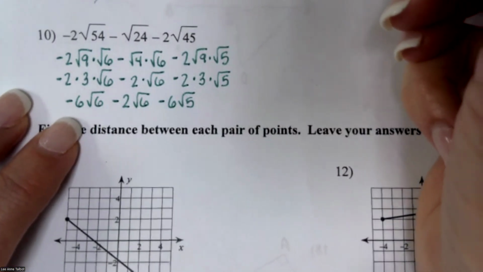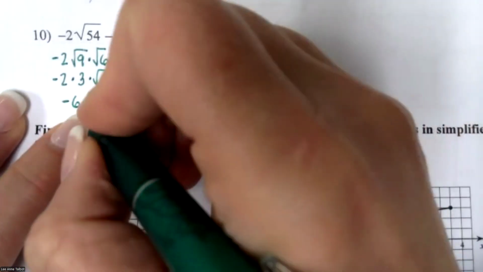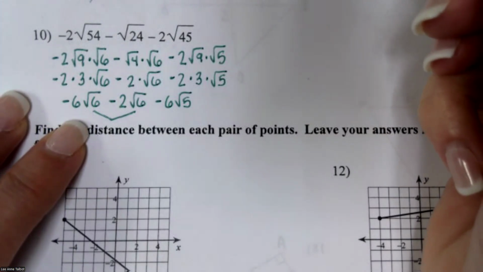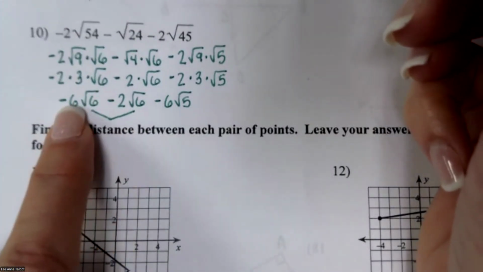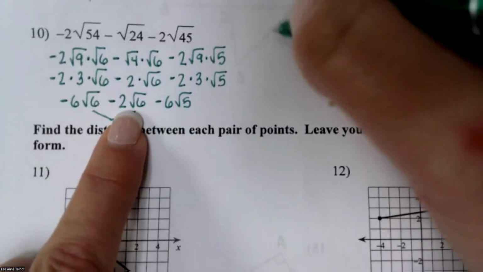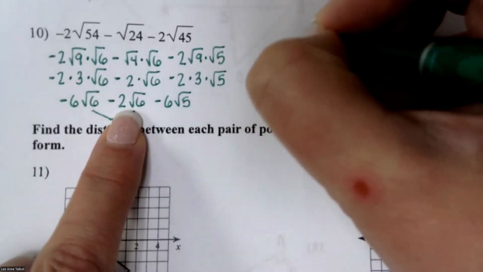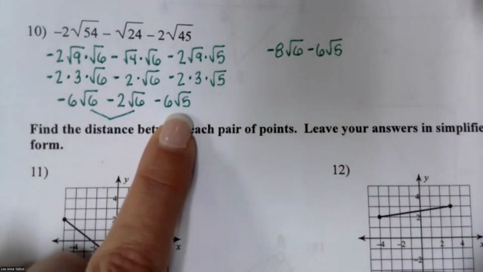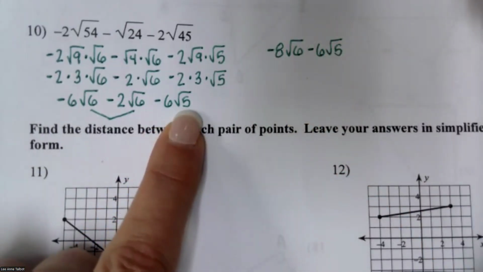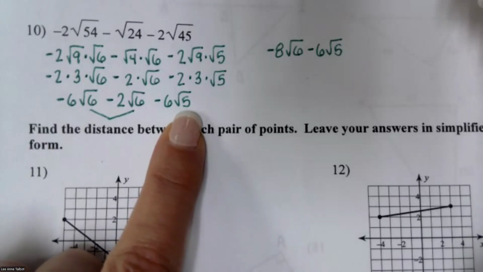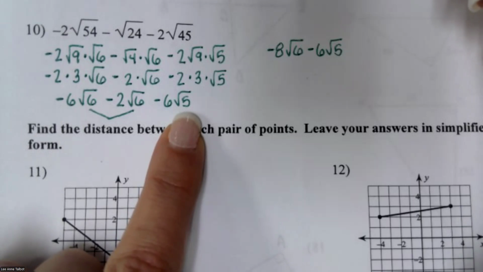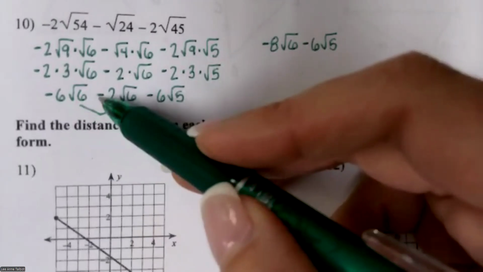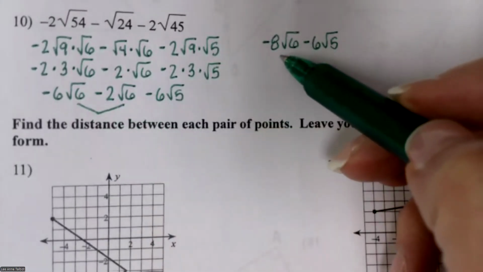Okay, now this is important and where a lot of people have been getting stuck. This means that those two are like terms. Okay, and you're subtracting them. So you go -6 minus 2 is -8 root 6. And then this guy just stays -6 root 5. He can't combine with anybody because of the 5. Jules, do you see where I got the -8 from? Okay. So you gotta think of it like -6x minus 2x is -8x.